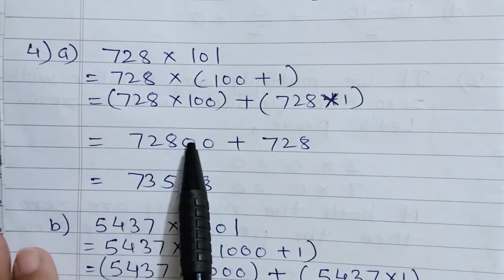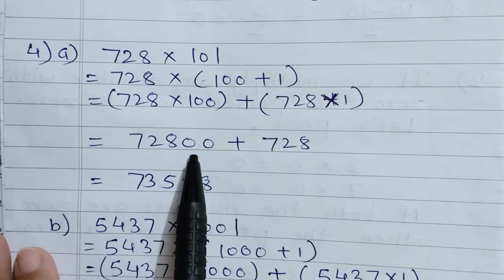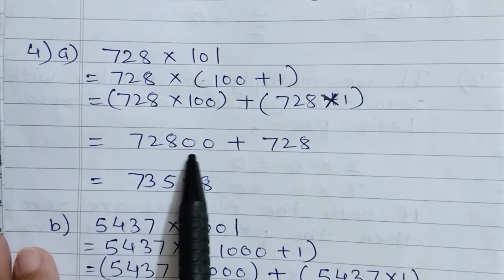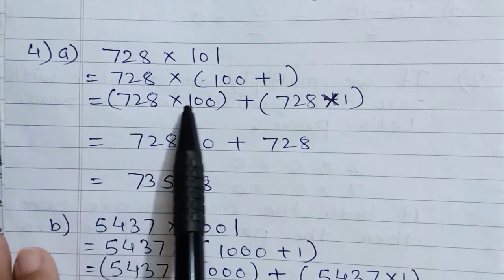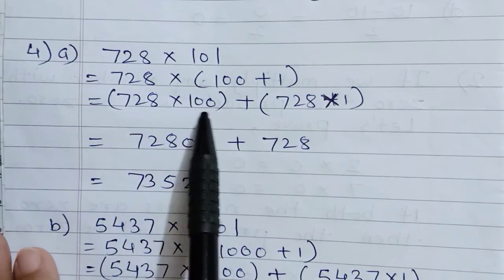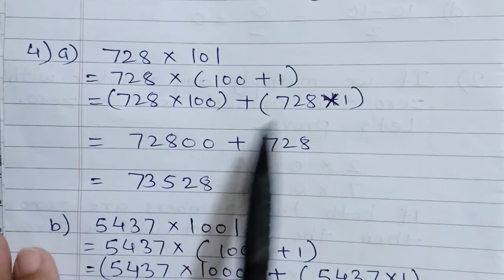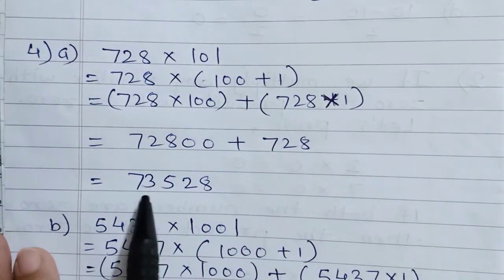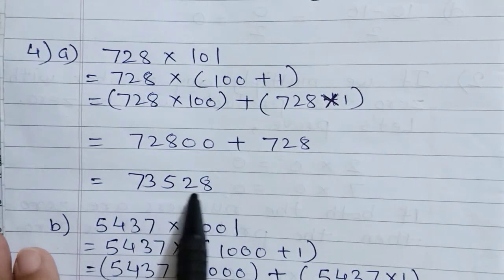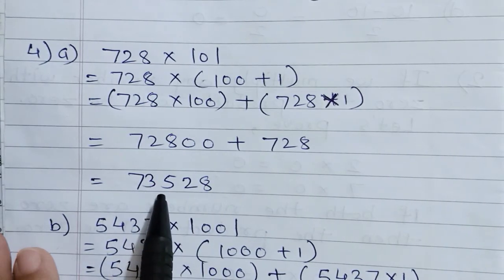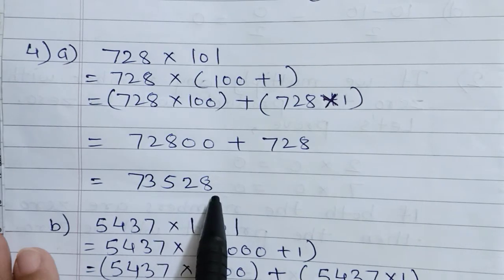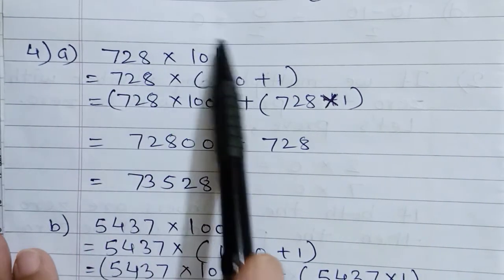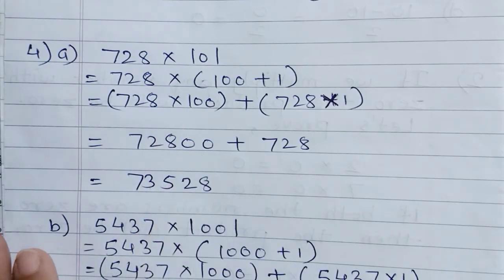I told you in my previous video also, whenever you have to multiply by 10, 100 or 1000, you just write the number and give the number of zeros the number has. Plus 728 into 1 gives the answer 728. After adding, I got 73,528. Okay, so see how fast we have solved such a big multiplication using the distributive property.